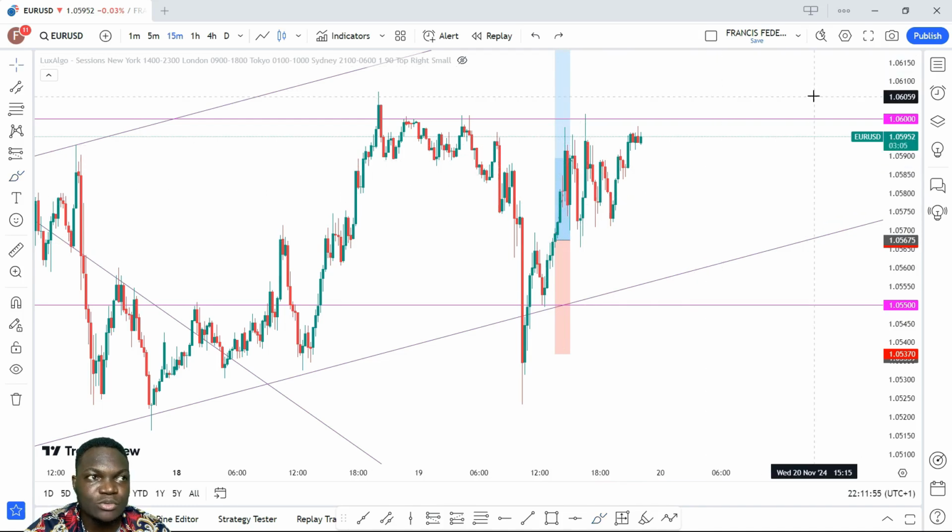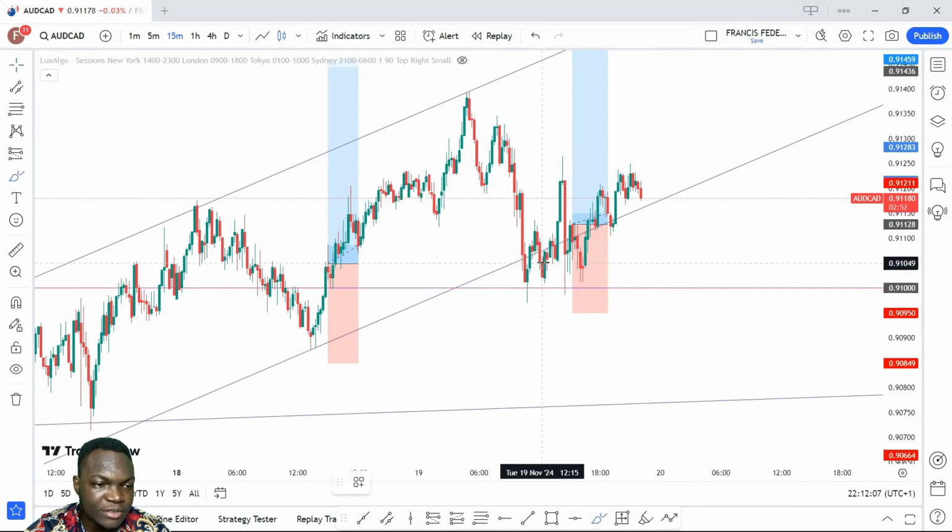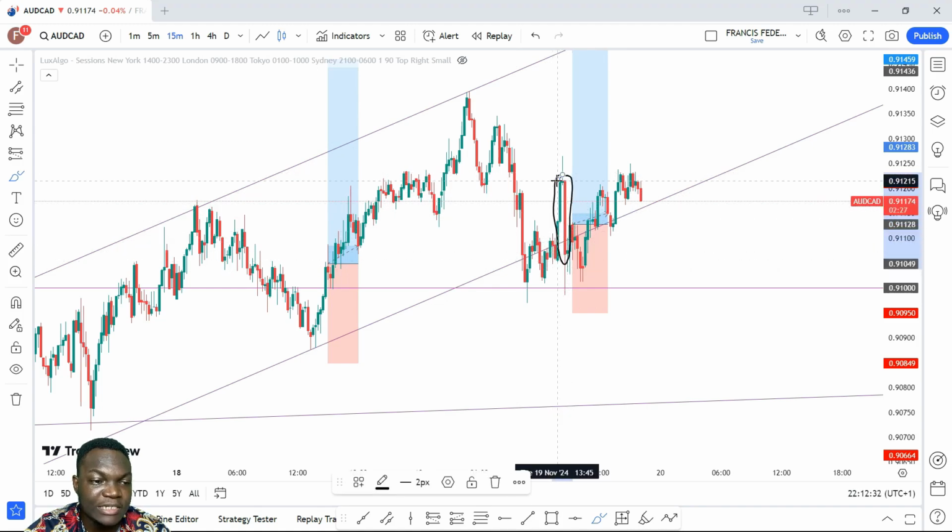And another one I took was AUD CAD. If you remember, I talked about it yesterday. So I first took one position around this point. After this candle closed, that was where I picked my first position. But then CAD had a CPI event coming up, so I had to close it at break even before the event. And then this particular red candle was the event. So assuming I had left it, I might not have liked the outcome of the event, so I closed it.